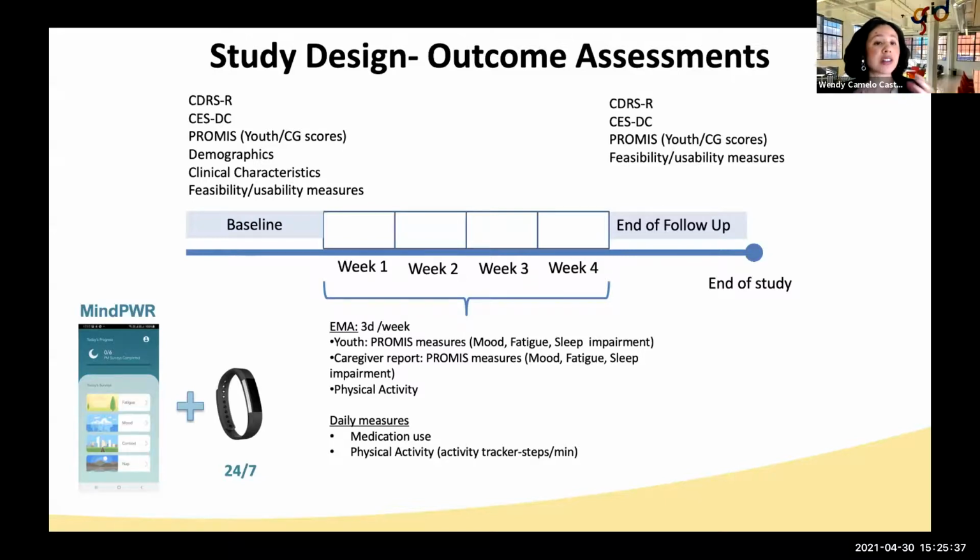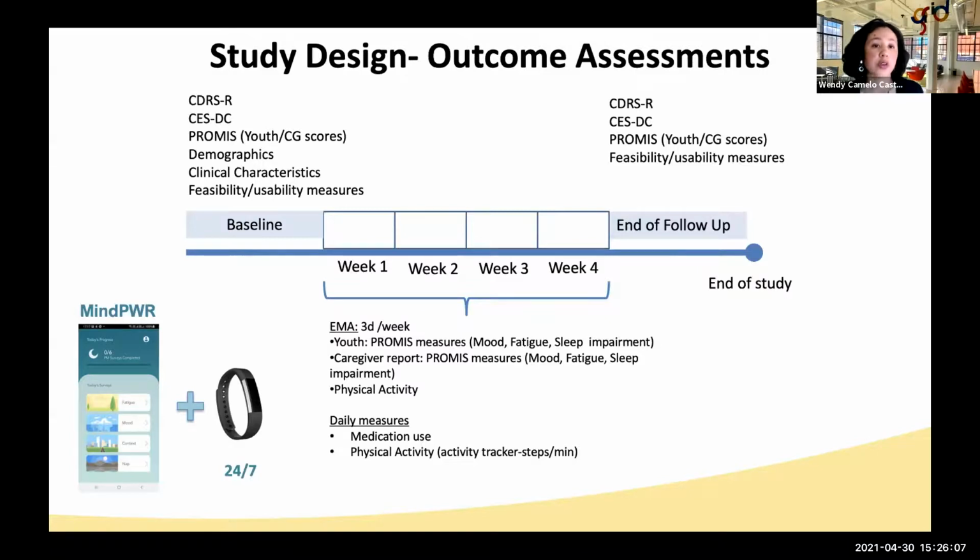An additional component of this app is a parallel app that caregivers use. Caregivers are provided with questionnaires that also address mood, fatigue, and sleep impairment, which are also PROMIS-based questionnaires developed for caregivers as a proxy report. And therefore, we are able to obtain pretty much the full picture of the mood and behavioral changes that the teen may have once they initiate antidepressants.